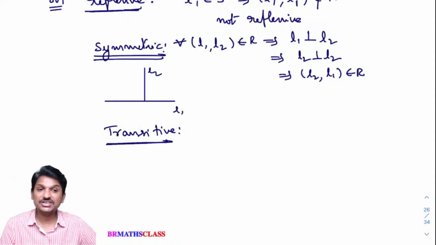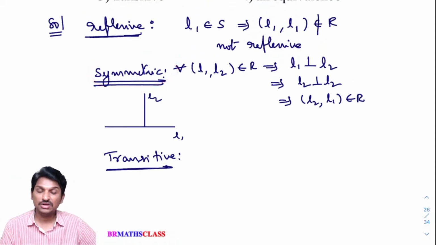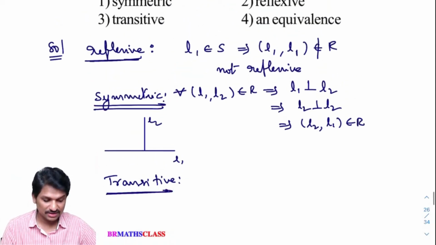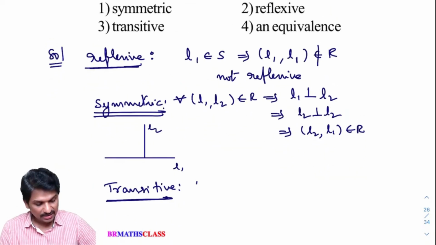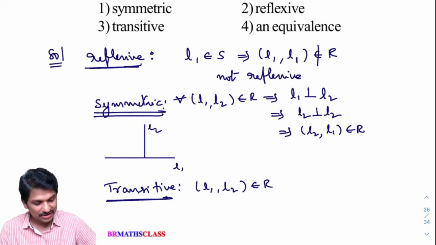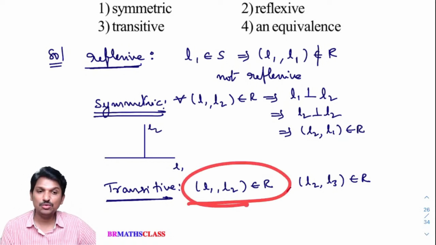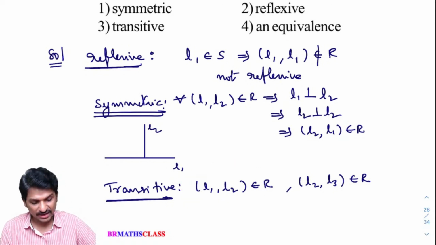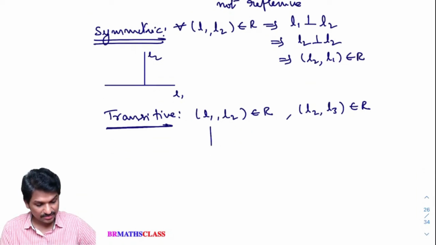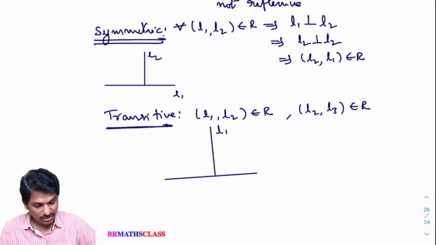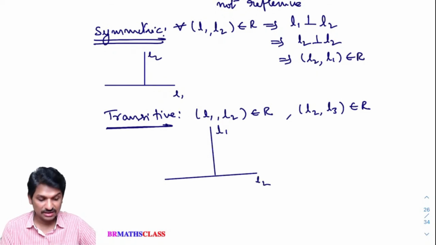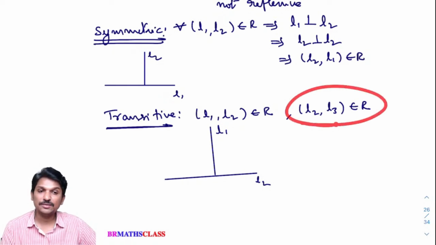This relation is a symmetric relation. Now, I need to check the transitive relation. How to check the transitive relation? I'll take L1 comma L2 belongs to the relation, and L2 comma L3 belongs to the relation. L1 comma L2 belongs to the relation means L1 is perpendicular to L2. I'll take one diagram so that you can easily understand. This is line L1. L1 is perpendicular to L2, and L2 comma L3 belongs to R. That means L2 is perpendicular to L3.